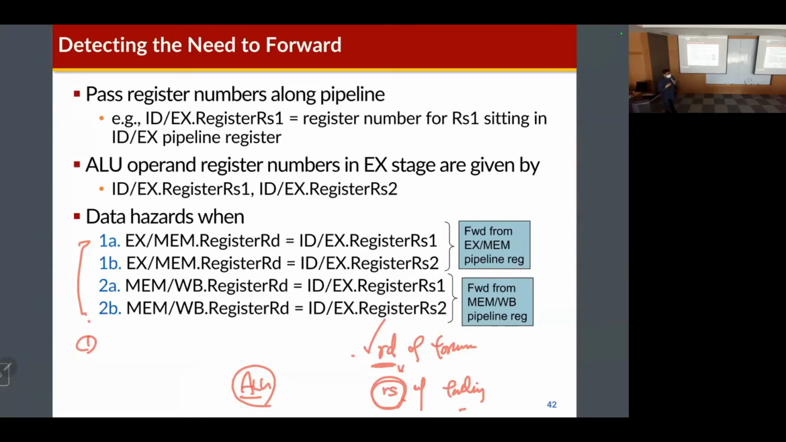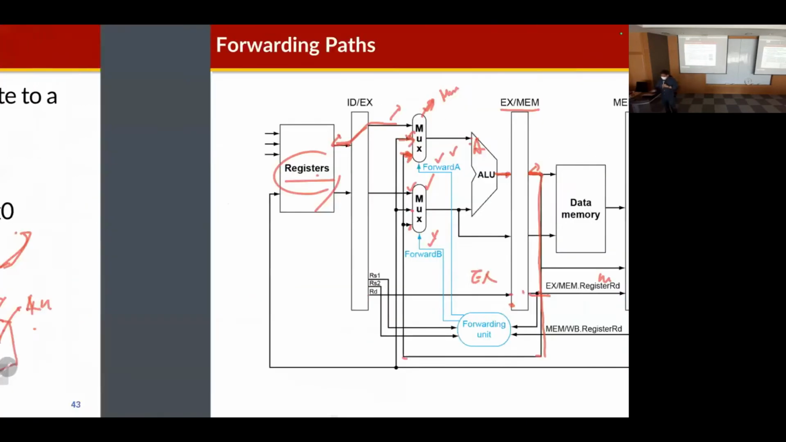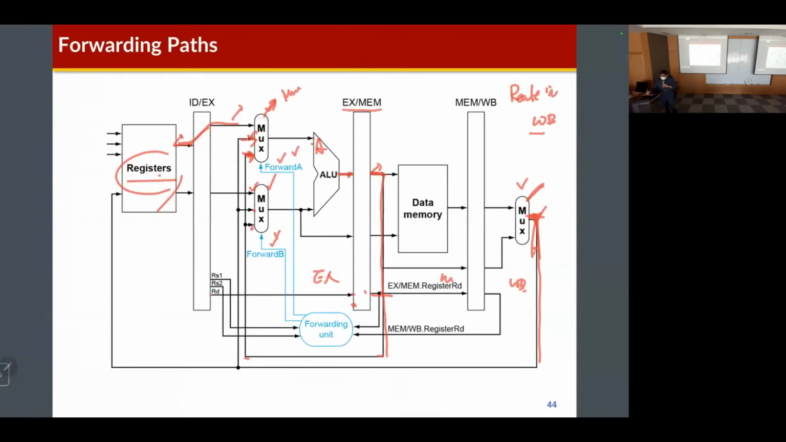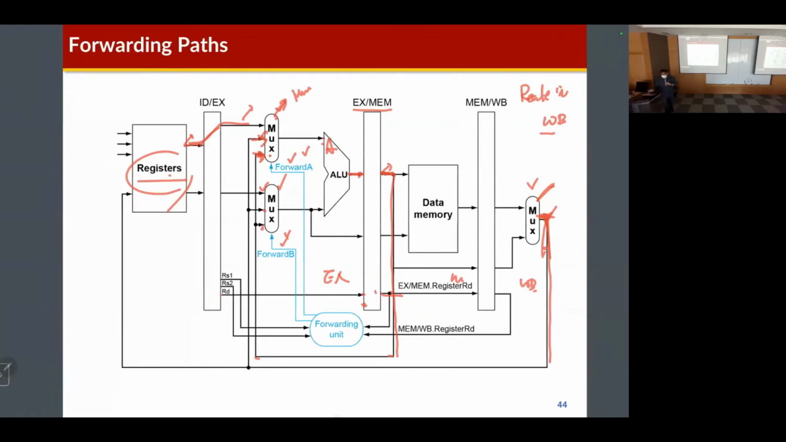And then forwarding controls are also the same. Actually, data forwarding is required in the EX stage. Why? Because, as you can see, the forwarding box is located in the EX stage, which means that we need to generate the control signals for this forwarding box in the EX stage, right?